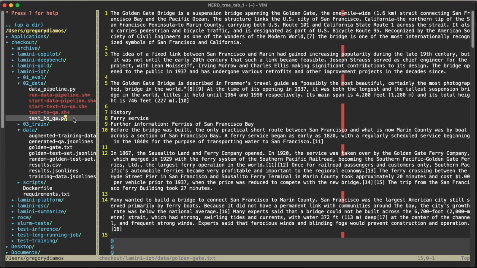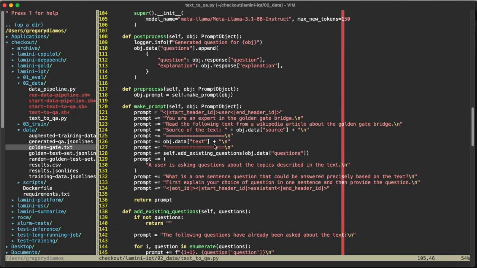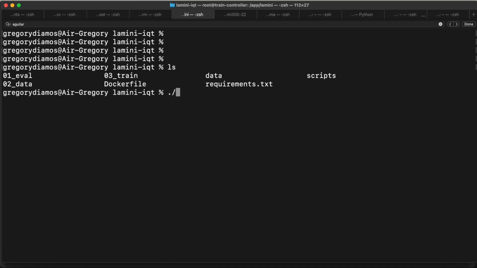So let's build another pipeline to do that. And this is the prompt that we're getting at. So, you're an expert in the Golden Gate Bridge. Please read this article carefully. Here's the information. Let's just go through and run that.